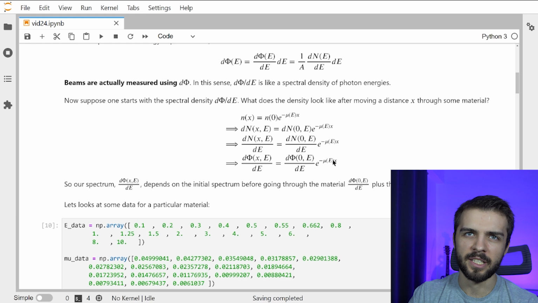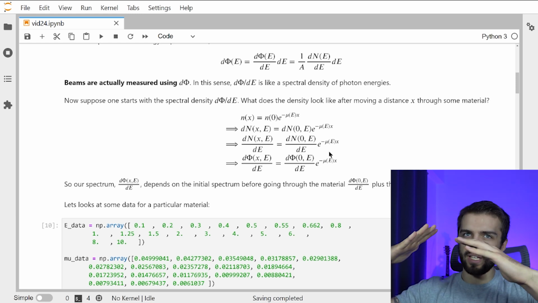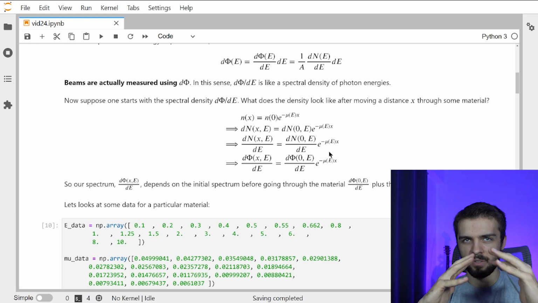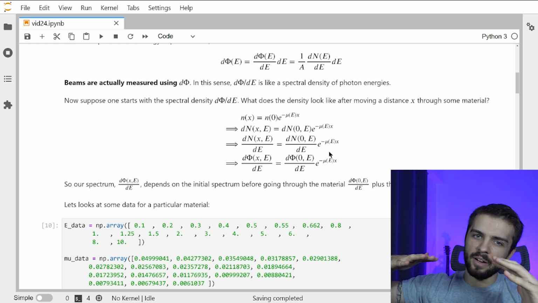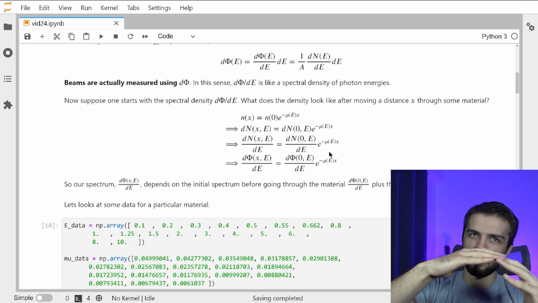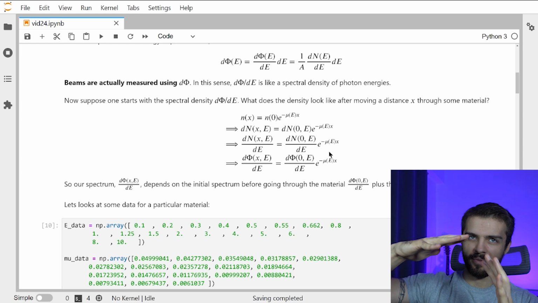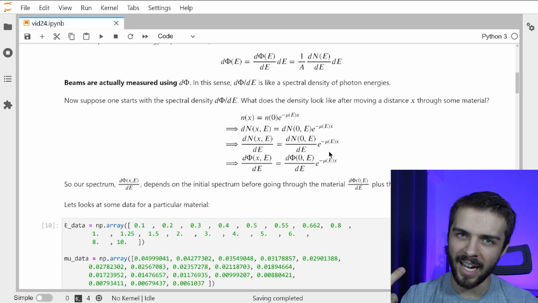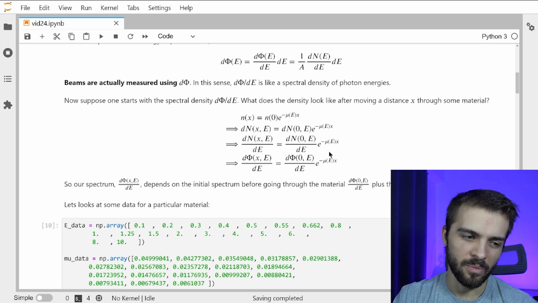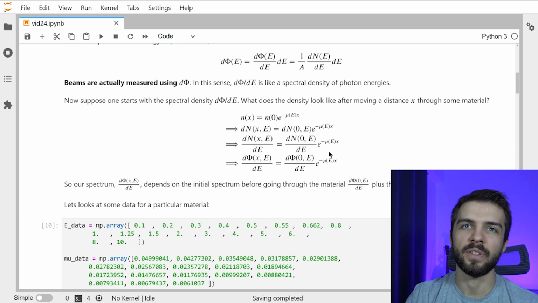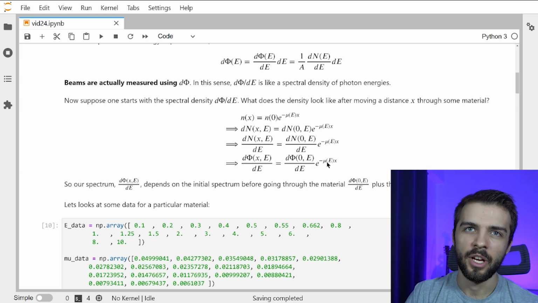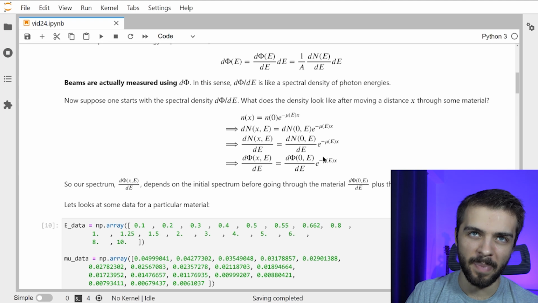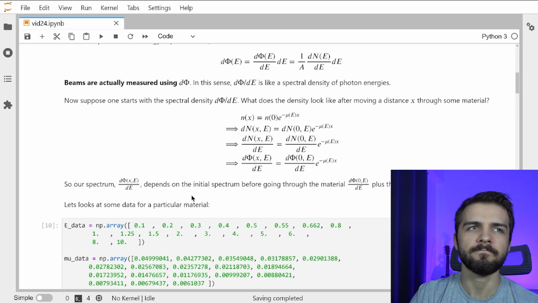You multiply by an exponential, and so for different E's, it's going to decrease in different ways, right? So maybe at high energies it doesn't decrease as much, and at lower energies it will decrease more, so the spectrum will kind of melt, and you get a sort of high-pass filter. So this is the equivalent of a high-pass filter, essentially, is what's going on here. You're multiplying the spectrum by some factor here.